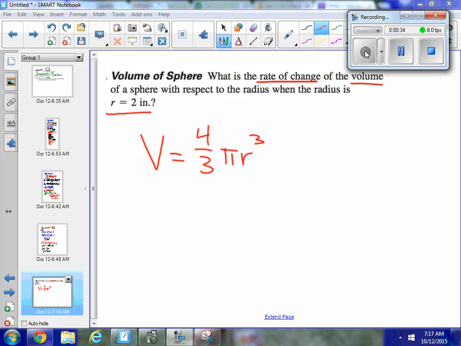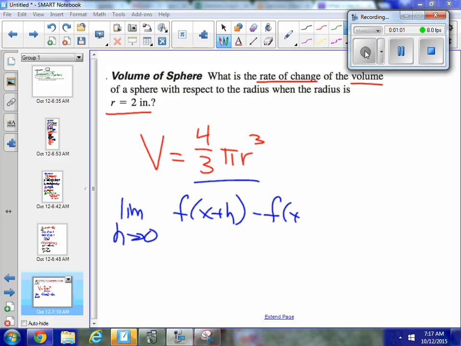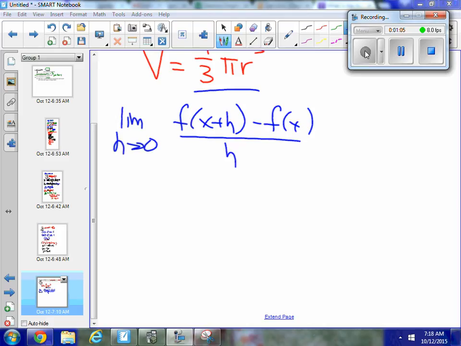So I'm going to go to my difference quotient to figure out what is the formula for finding the rate of change at any point in this equation. I know that that is the limit as h approaches 0 of f of x plus h minus f of x, all divided by h. Well, let's plug our formula into that.